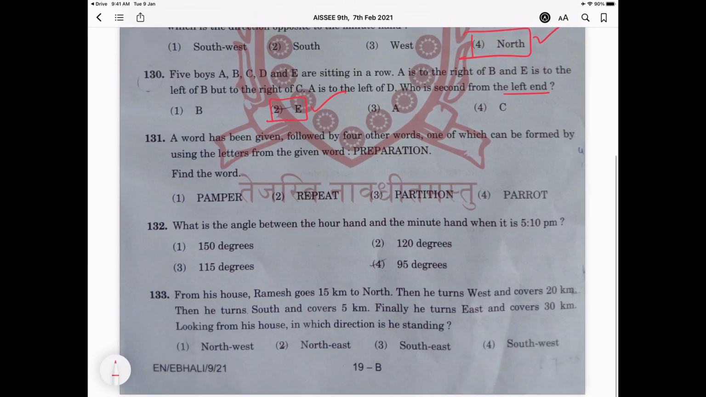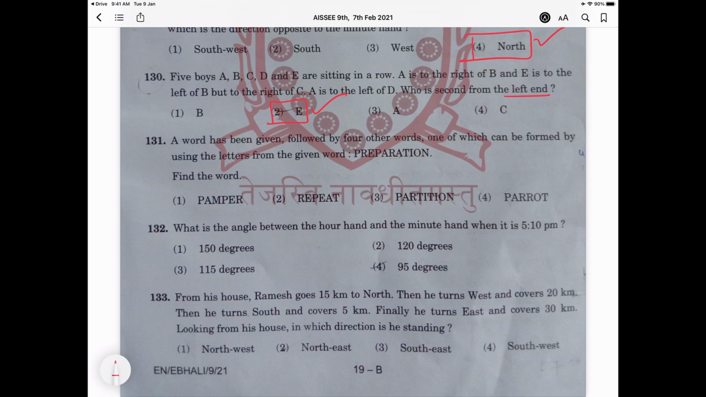In question number 131, a word has been given followed by 4 other words. Which one of the following is found by using the letters from the word preparation? So the correct answer for this one is parrot.